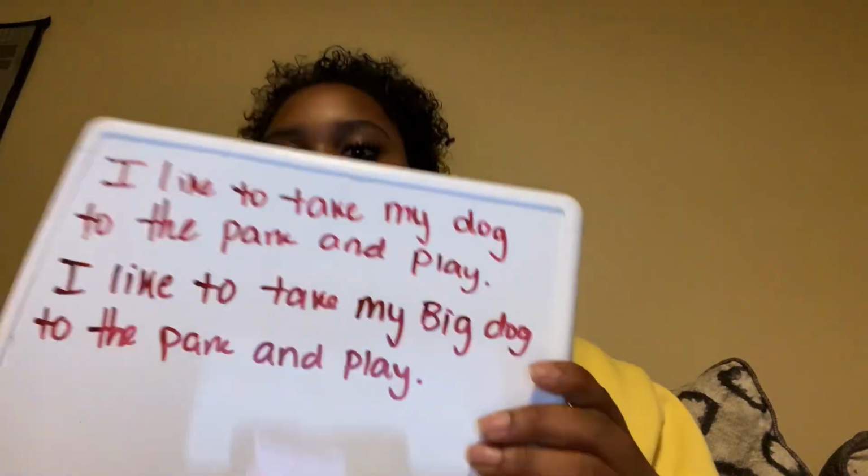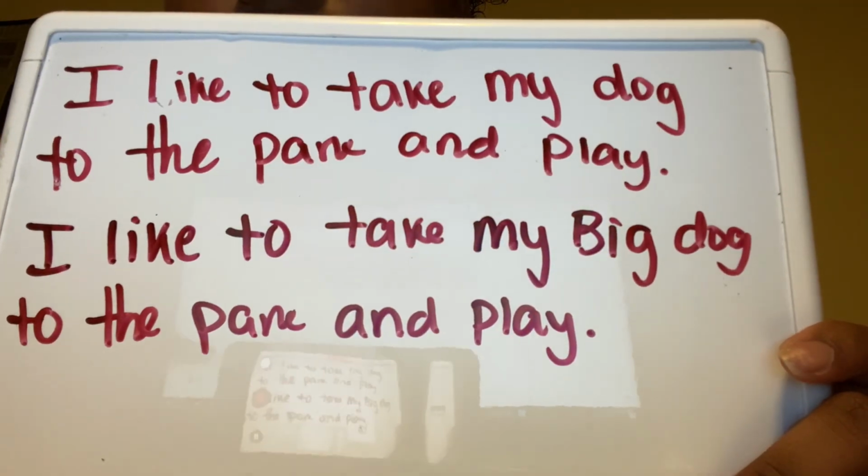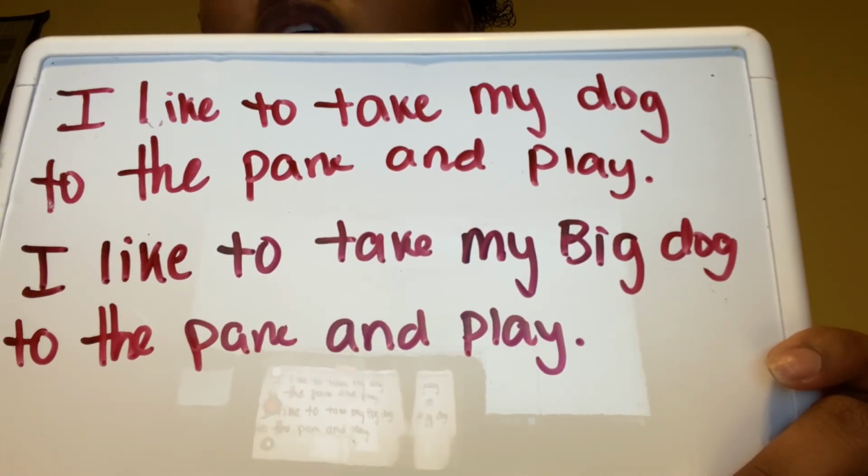Now, one way I can make this more descriptive is to say, how can we describe my dog? I like to take my big dog to the park and play. So that's one way you can use it to describe. I use my word big to describe the size of my dog.